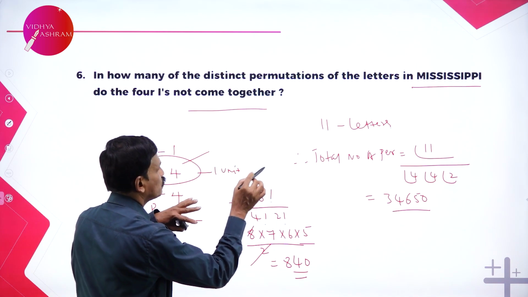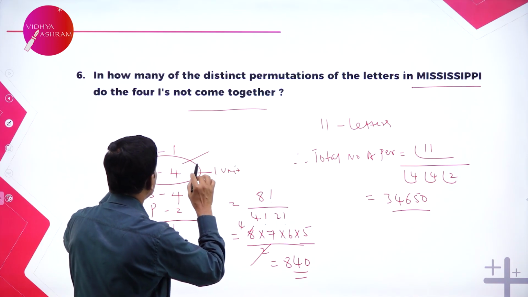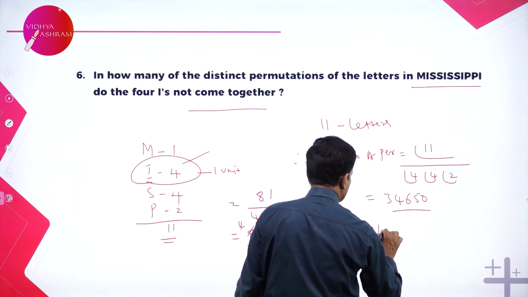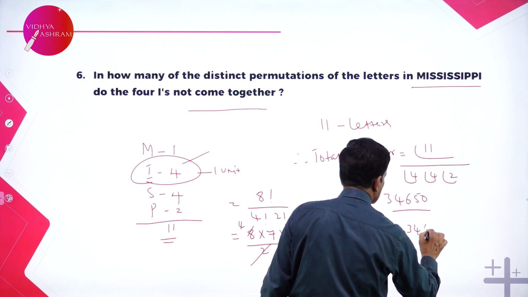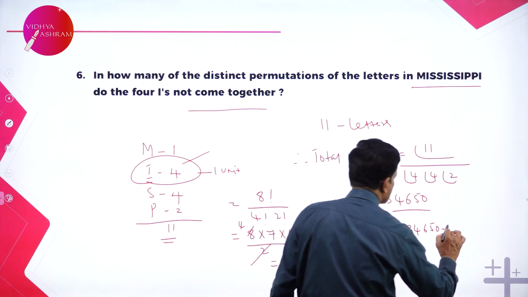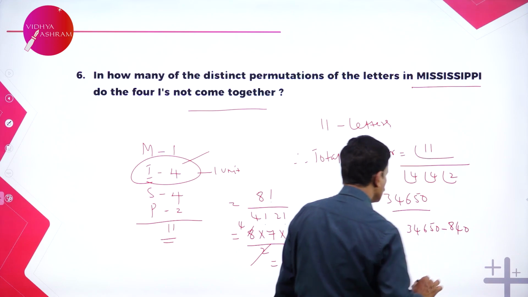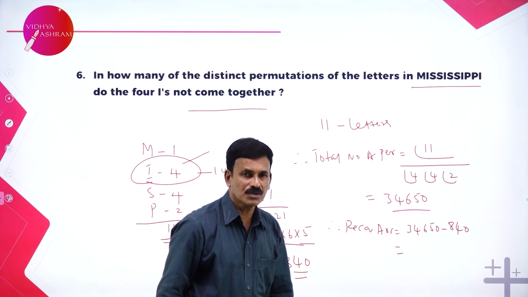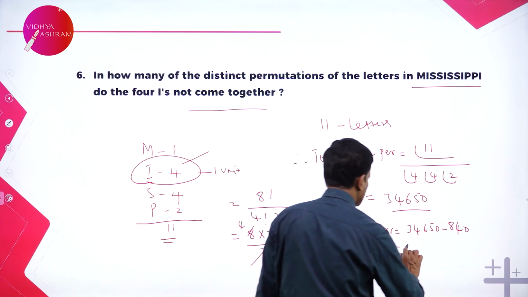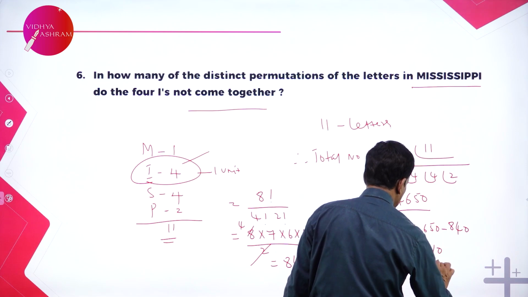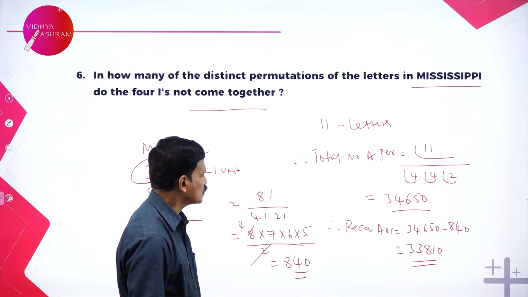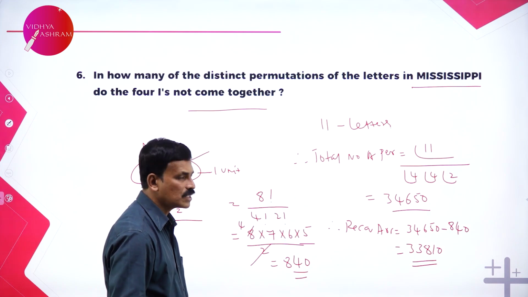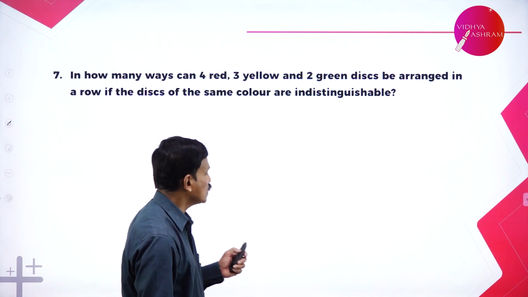Therefore, the number of distinct permutations of the letters where the 4 I's do not come together, the required arrangement, is equal to 34650 minus 840. If you subtract 840 from 34,650, you are going to get 33,810. So this is the required permutation, the required answer. Just take the difference between these two, that will give the required arrangement. Now move on to the next problem.